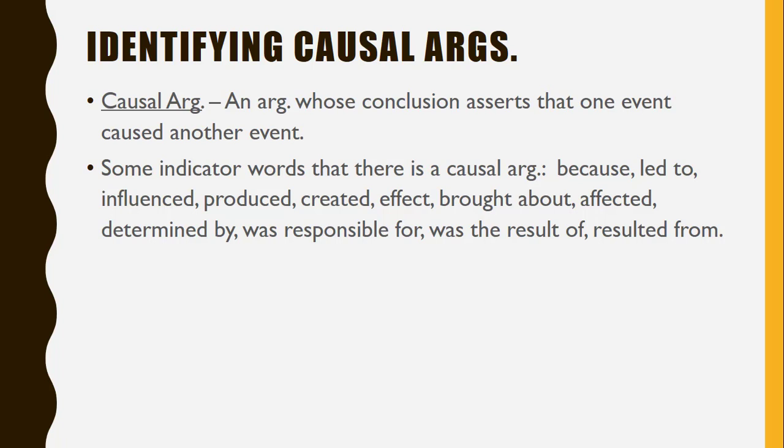Here are some examples of indicator words that there is a causal argument. It doesn't necessarily mean that there is a causal argument, but they're general indicators where many times when they are used, they do indicate that there's a causal argument present. And these are words like because, led to, influenced, produce, created, affect, and so on and so forth.